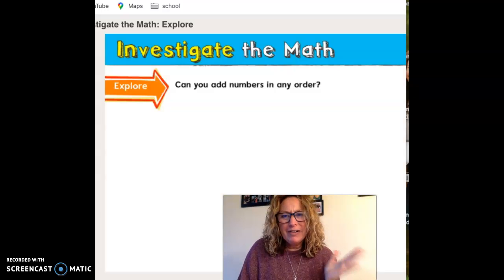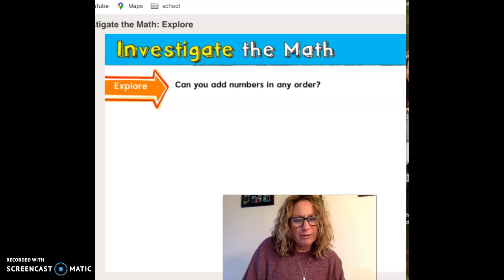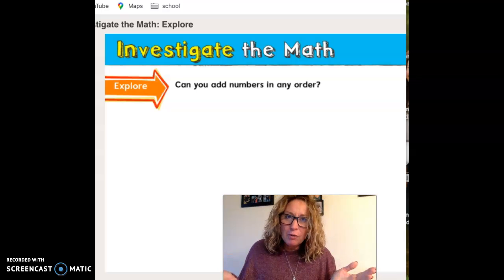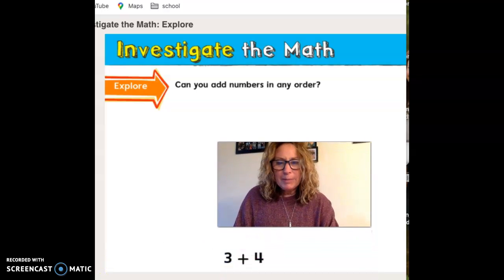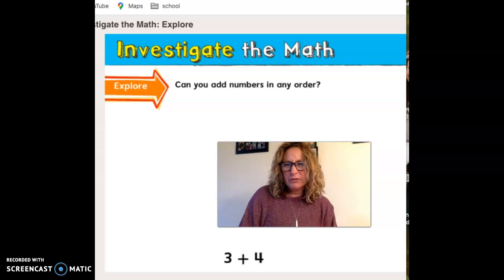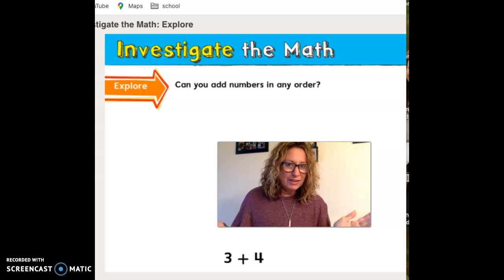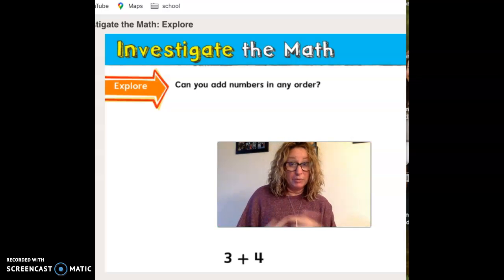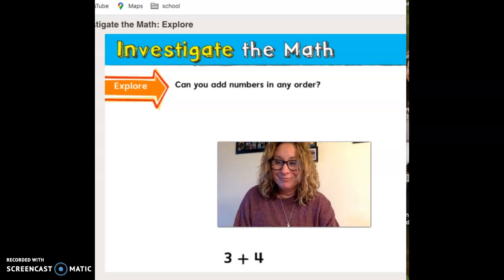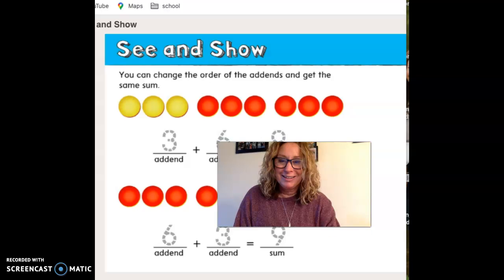Now, here's our investigation for today. Can you add numbers in any order? Does it make a difference when you're adding numbers what order you put them in? For example, down here, 3 plus 4. Can we add these in any order? Could we switch it around and put 4 plus 3? Let's take a look at this.